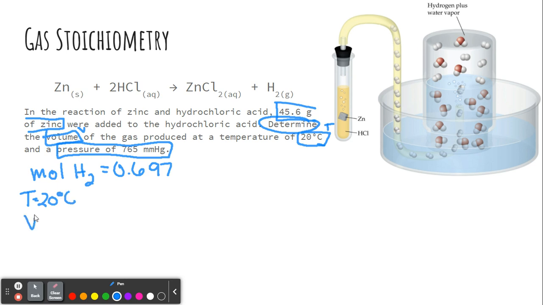So at this point, I am presented with a temperature. I have a volume that I want to solve for. I have a pressure of 765 millimeters of mercury. And my moles are known from my problem at 0.697 moles. So through the stoich, I did the conversion to calculate moles. Since I know moles and I know my other variables, I can solve for volume using PV equals nRT.